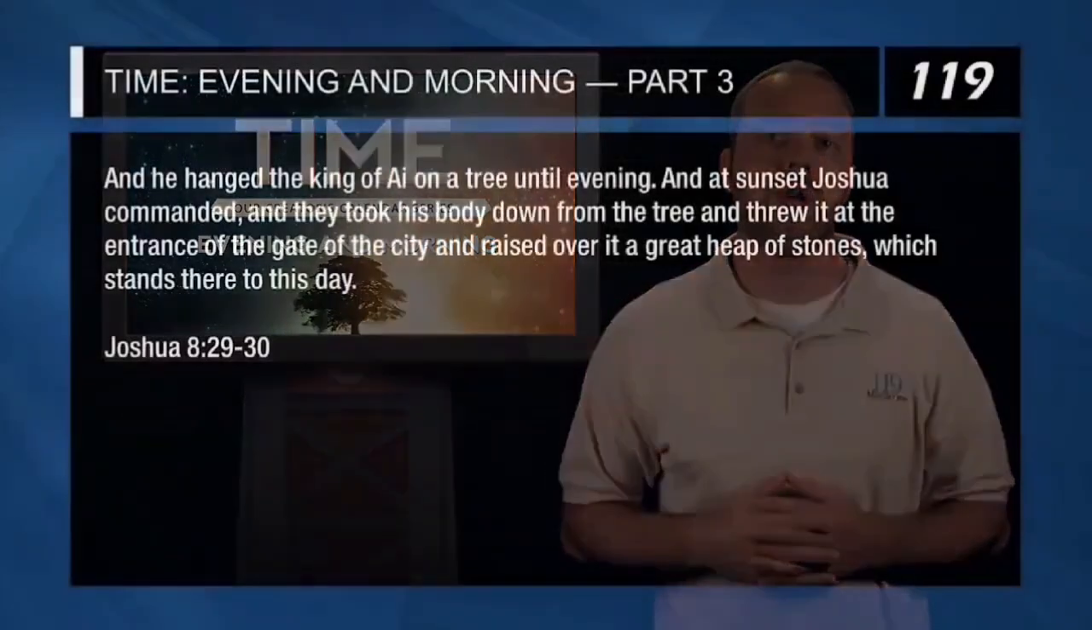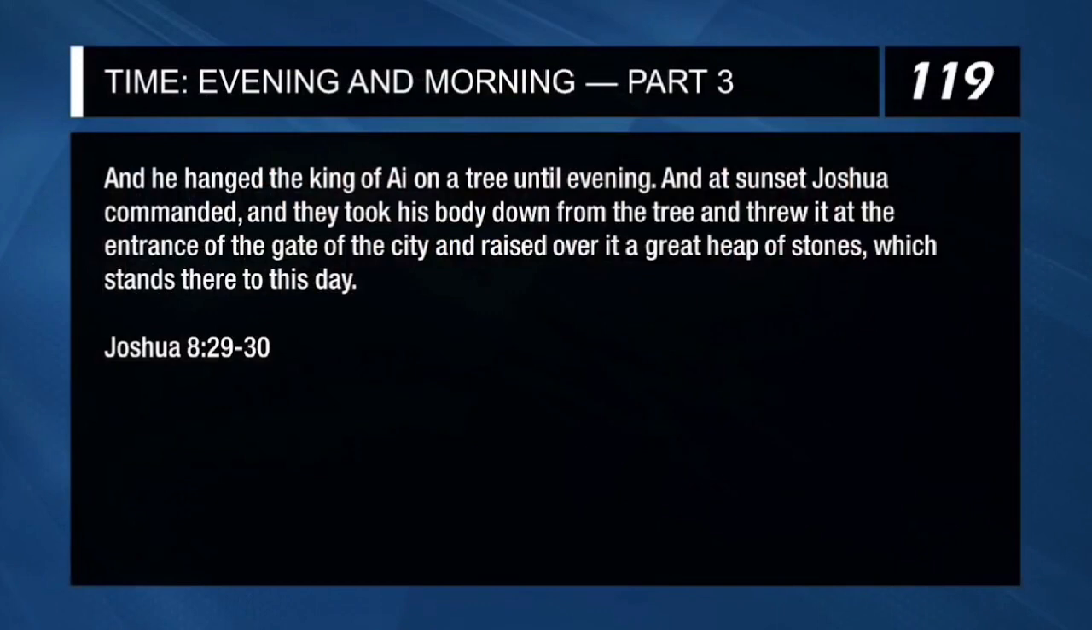In the next chapter, for example, evening is mentioned to be before and up to the moment of sunset. Joshua chapter 8. And he hanged the king of Ai on the tree until evening. And at sunset Joshua commanded, and they took his body down from the tree and threw it at the entrance of the gate of the city and raised over it a great heap of stones, which stands there to this day.